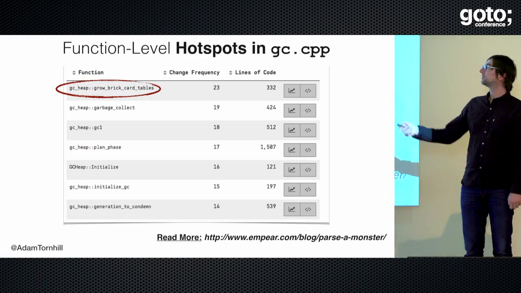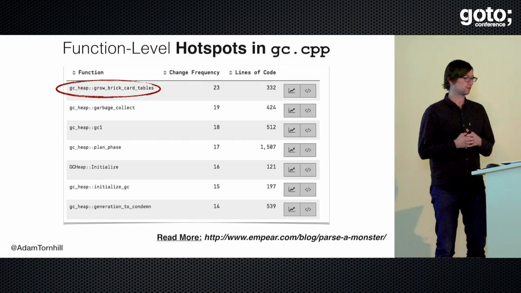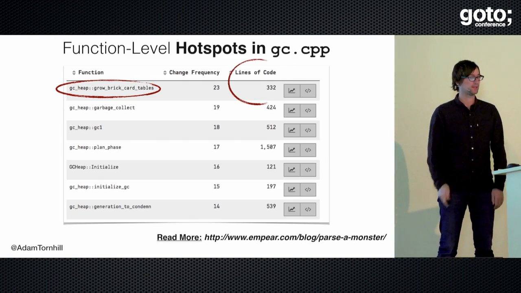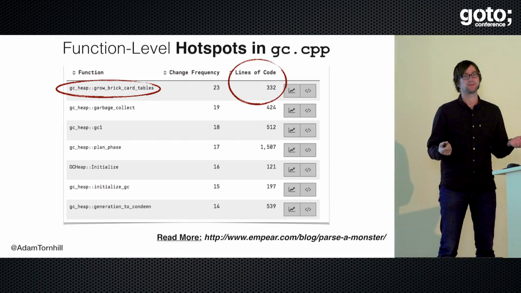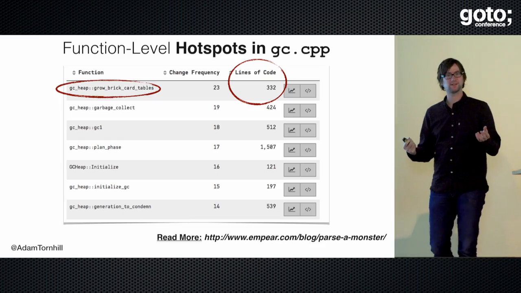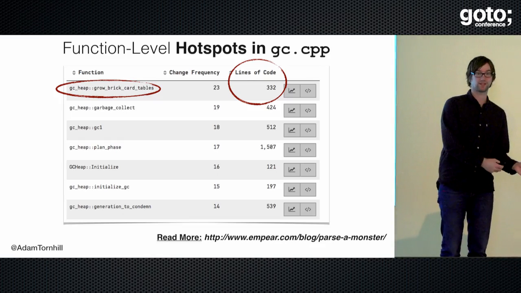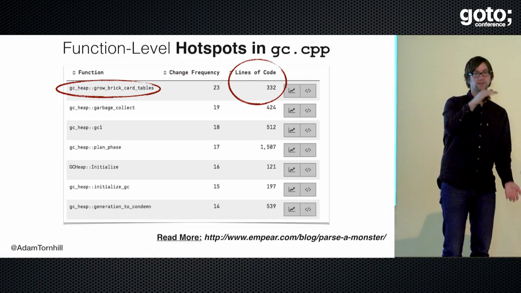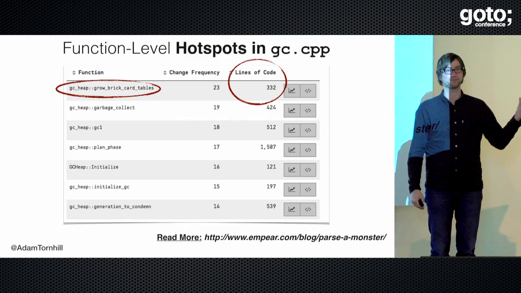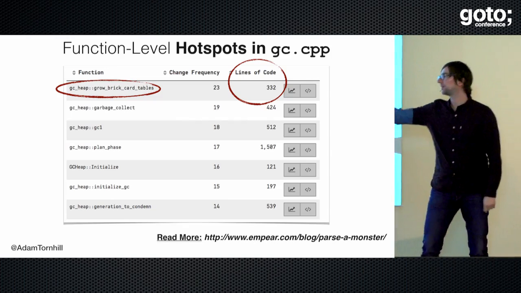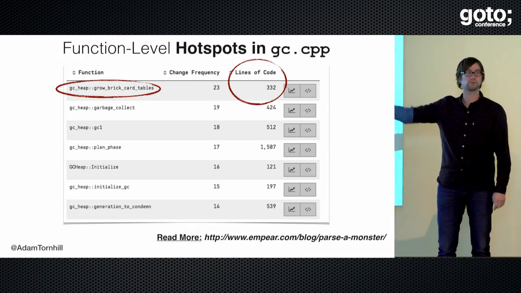So a hotspot analysis on a function level reveals that the number one hotspot on a function level is a function called grow brick card tables. That function consists of 332 lines of code. That's kind of a lot for a single function, isn't it? But it's definitely much less than 37,000 lines of code, which is the size of the total file. And it's definitely less than 4 million lines of code, which is the size of a total system. So even more important, we are now at a level where we can act upon the information and do a focused refactoring based on how we have worked with the code so far.